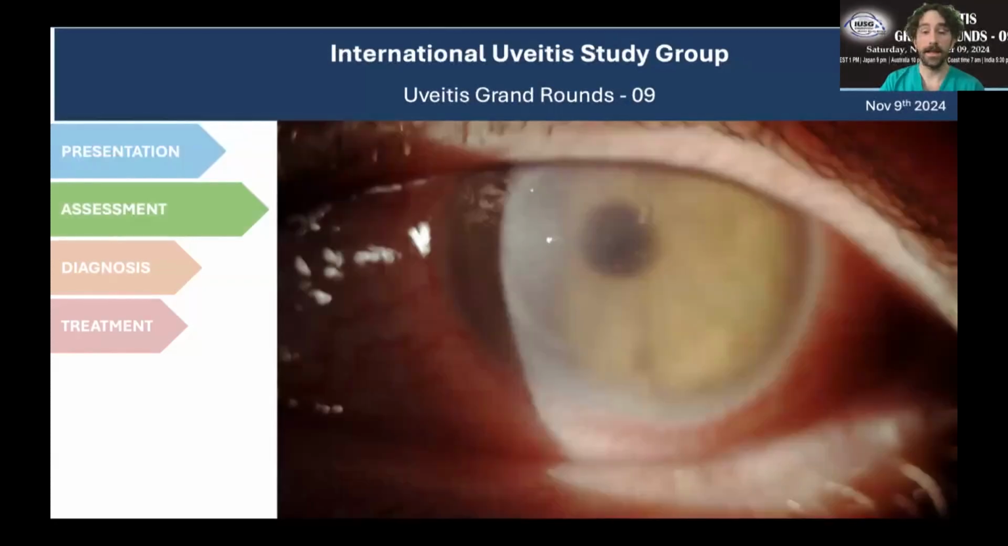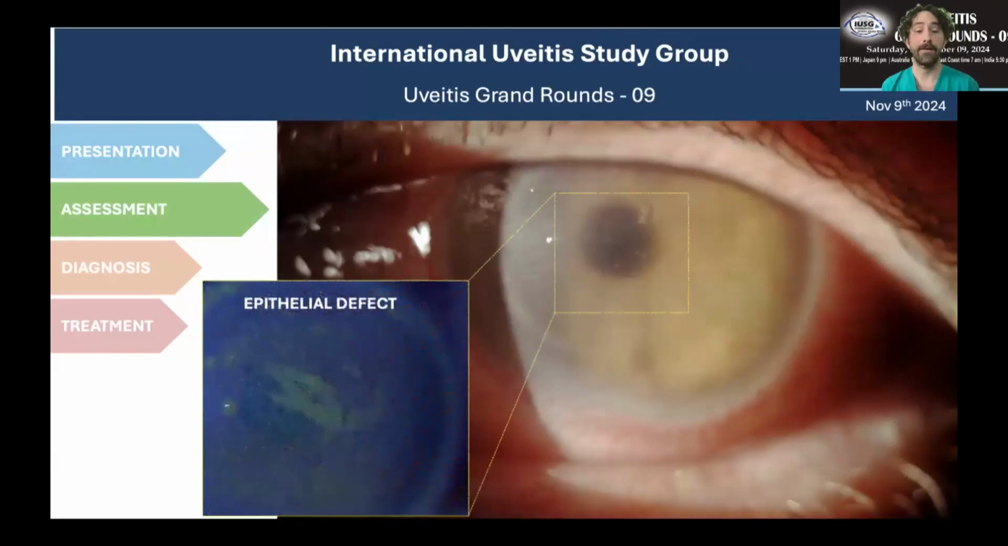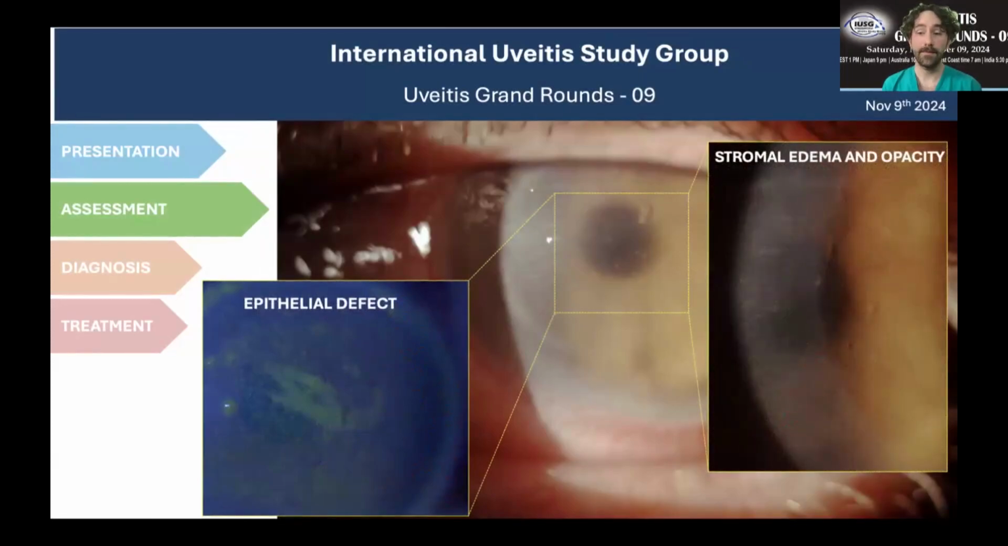Slit lamp examination exhibited conjunctival and scleral injection and epithelial defect with fluorescein stain and stromal edema, stromal corneal opacity, and fine keratic precipitates.